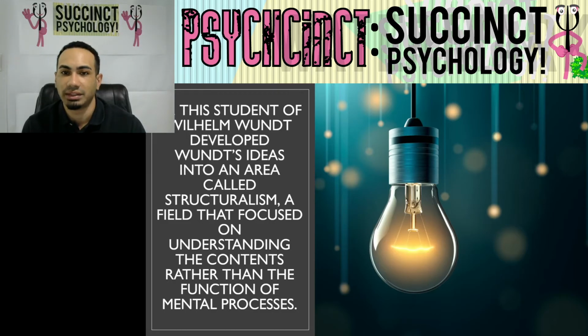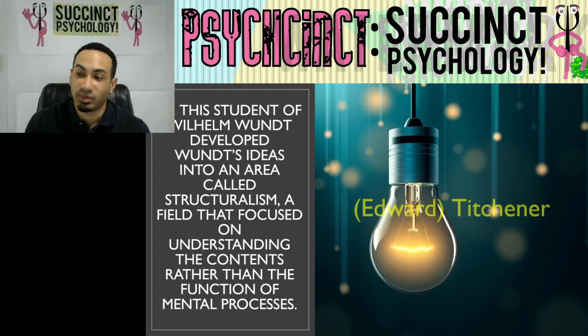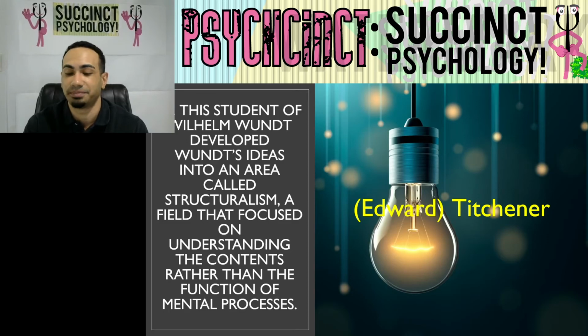Can't really give you any hints. All the hints are given in the question. He was a pupil of Wilhelm Wundt, and he turned his ideas into what would be known as structuralism. All right. Well, if you decided on Titchener, you would be correct. Edward Titchener was his student and pupil that turned his ideas into structuralism.